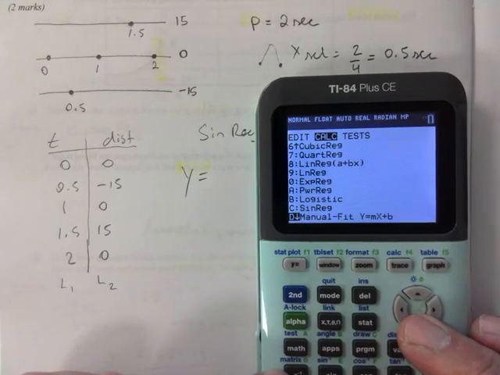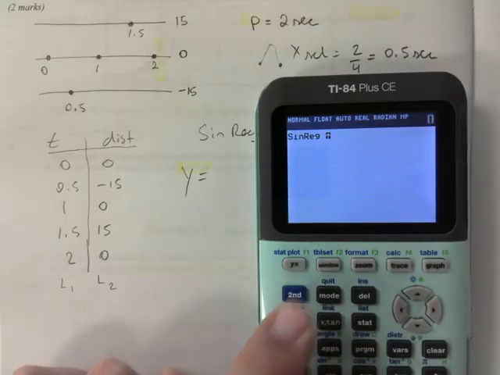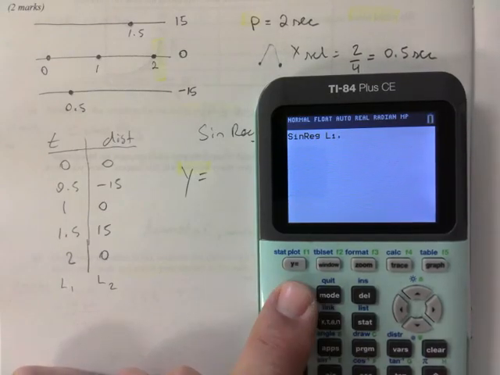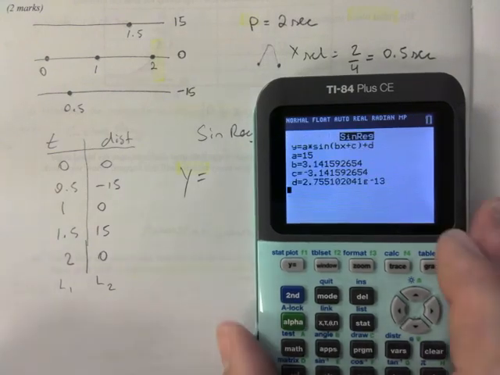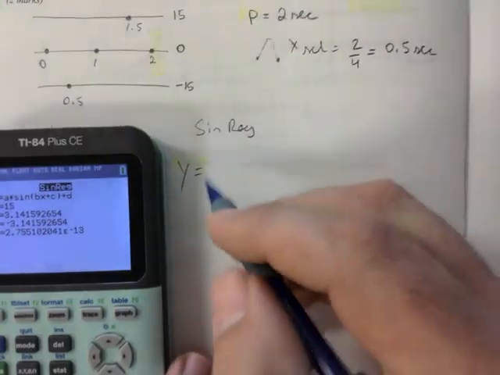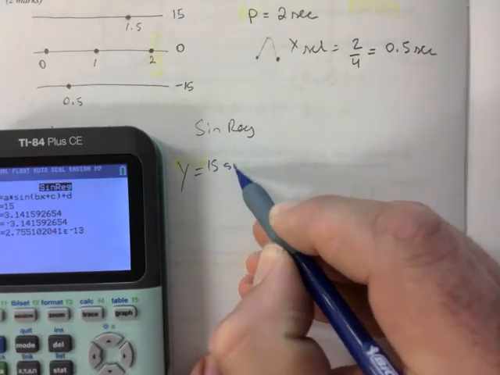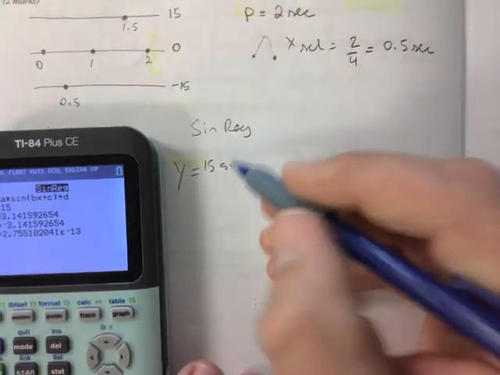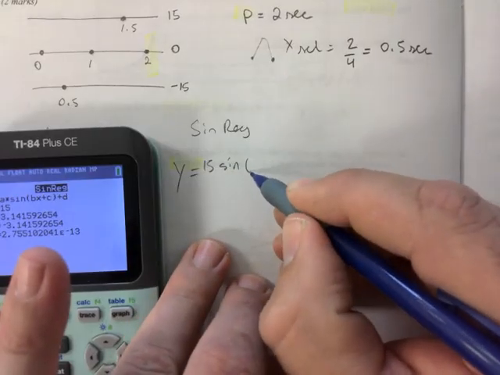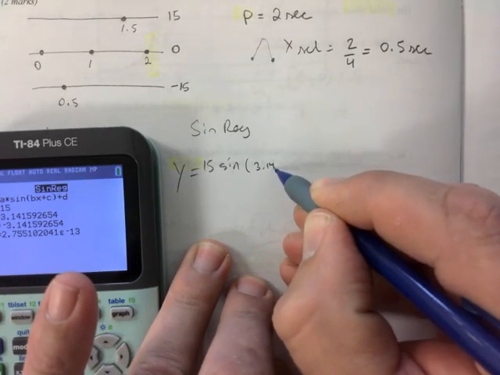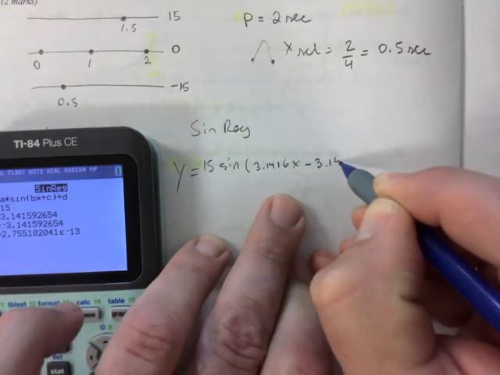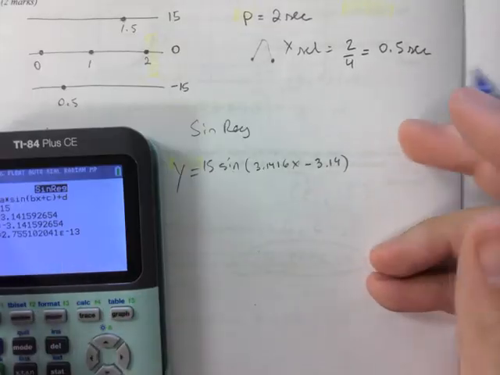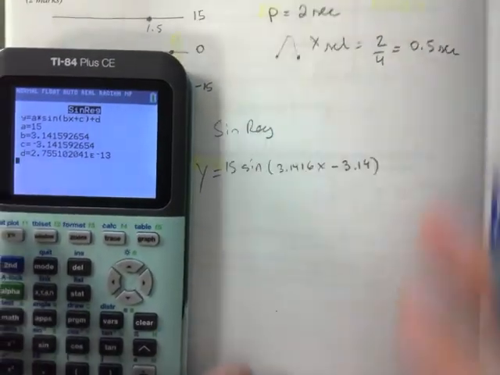And it's also good to just go through the motions, like where do I find this regression again, right? And there it is. 15 sine of 3.1416x minus 3.14. And this is what I wanted you to make note of.